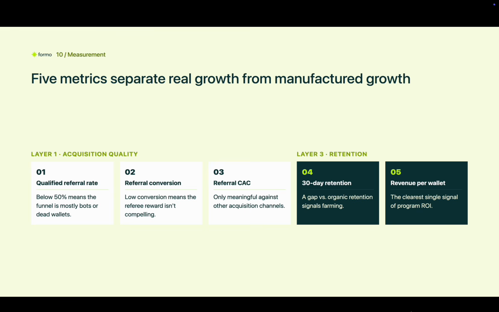Fourth, 30-day retention. This is where you start seeing whether referrals are generating real users or short-term incentive participants. And fifth, revenue per referred wallet. This is one of the clearest ways to connect referral acquisition to actual protocol value. A referral program can have an impressive share rate and a huge number of referred wallets. If those wallets don't activate, retain, or generate revenue, the program isn't working the way the top line numbers suggest. The goal is to measure what happens after the referral.